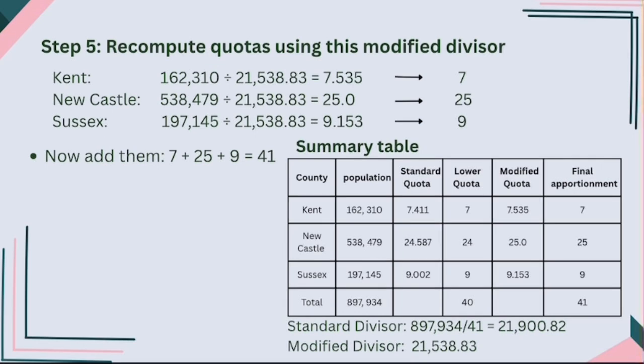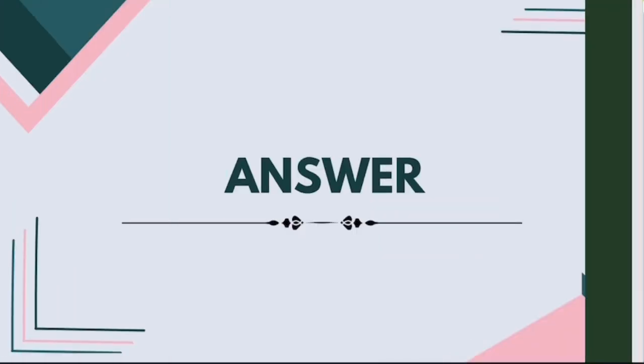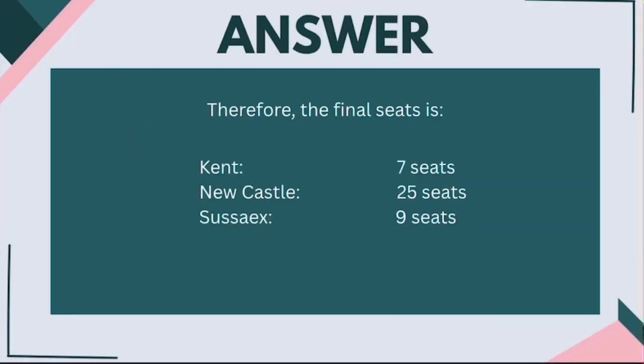Therefore, the final seats are: Kent has 7 seats, Newcastle 25 seats, Sussex 9 seats. So here it is, everyone, the final answer. The final seats are 7 seats for the county Kent, 25 seats for Newcastle, and 9 seats for Sussex.